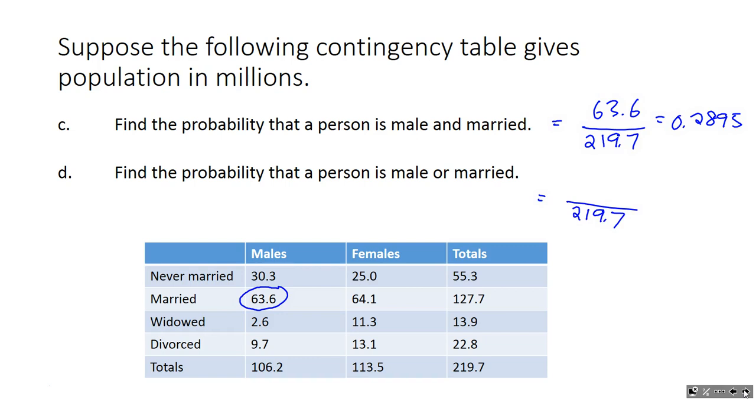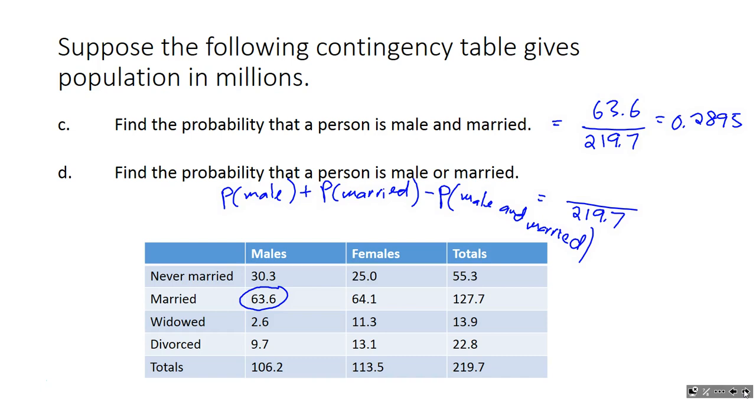Next problem, find the probability that a person, just looking at a random person, so we're going to use that 219 plus again, is male or married. Okay, now we have an or statement there. That will be found as the probability that someone is male plus the probability that someone is married minus the probability that we have male and married. So let's work these out.